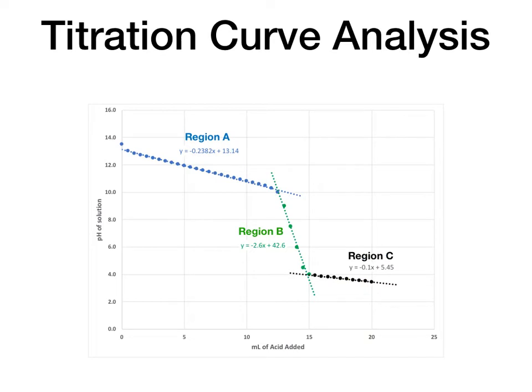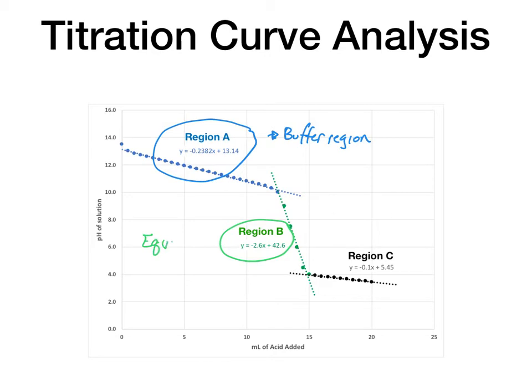Another way of explaining this is dividing this up into 3 regions. We have region A, this is our buffer region. We have region B, this is our equivalence region. And we have region C, this is our strong acid region.